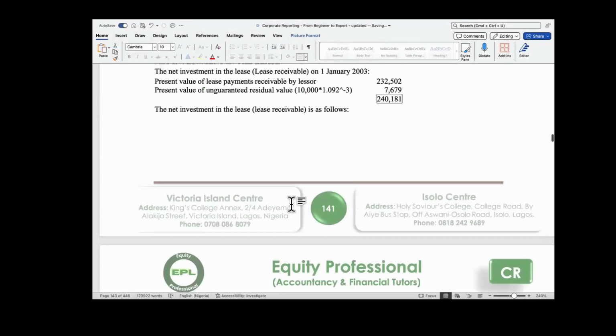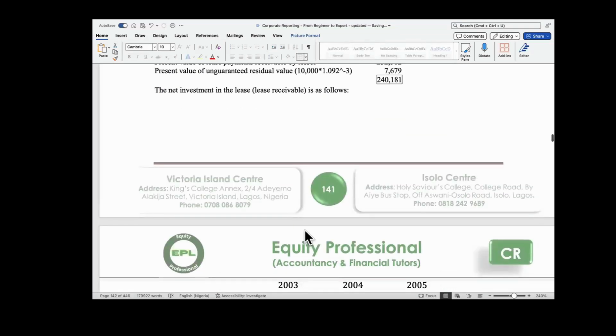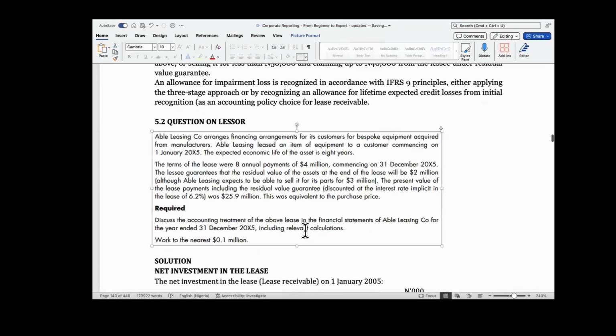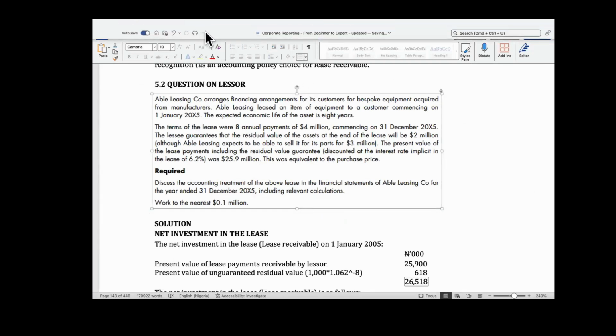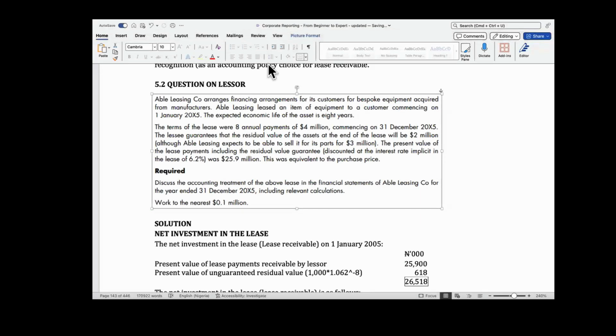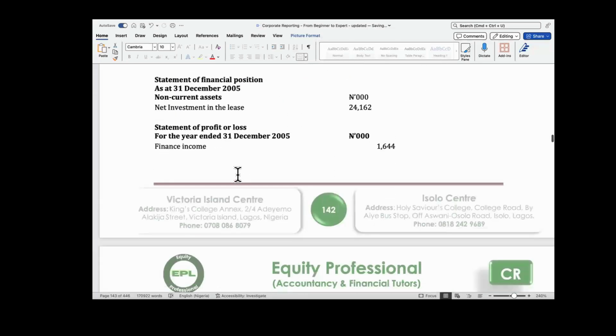Is it understood? I guess it's a bit straightforward. Leasing is mostly straightforward. There's another question here, which I won't solve. It's just the same thing as that first one that I did. There's no difference there, so I would urge you to try this. The solution is there, so it's quite straightforward for you.